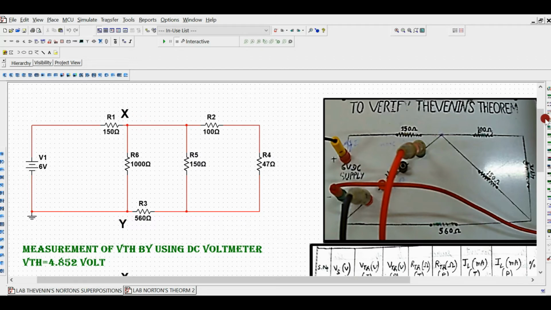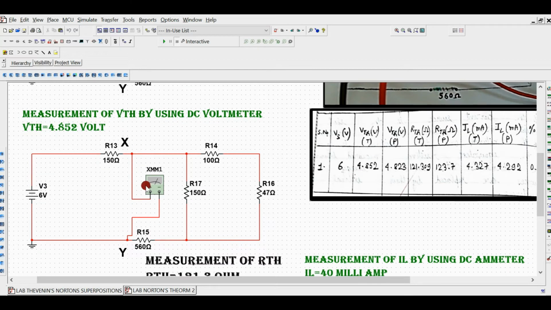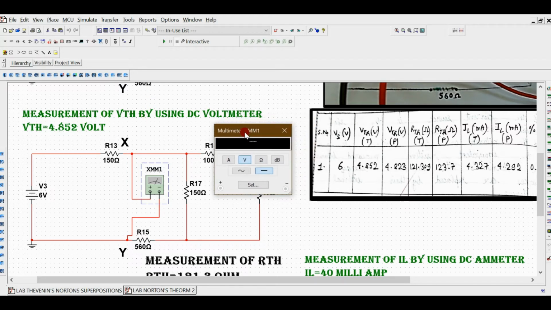So guys, look at this circuit. This is the second circuit. Here I have already removed the load resistance. By double clicking you can open this. I have connected a multimeter, and this multimeter will work as a voltmeter.